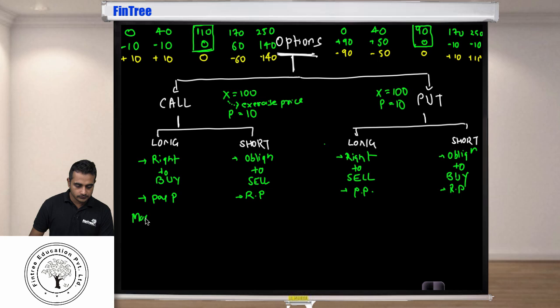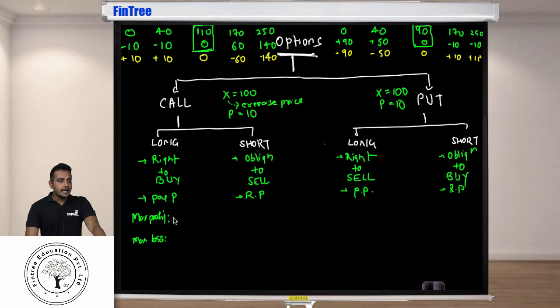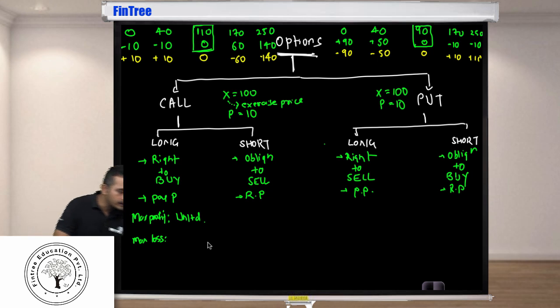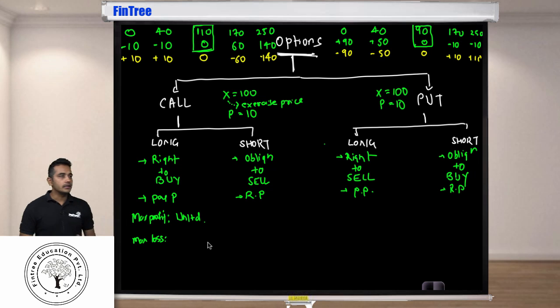Maximum profit and maximum loss. Can I say maximum profit here will be unlimited? Yes or no? Why? Because you would make profit when the prices are increasing, and prices can increase up to infinity. So maximum profit is unlimited. But if things go wrong, what do you lose? You just lose what you had paid, because you only have a right, no obligation. So maximum loss is just the premium.